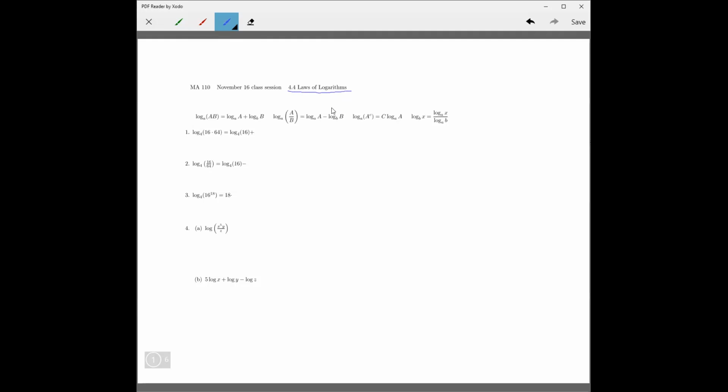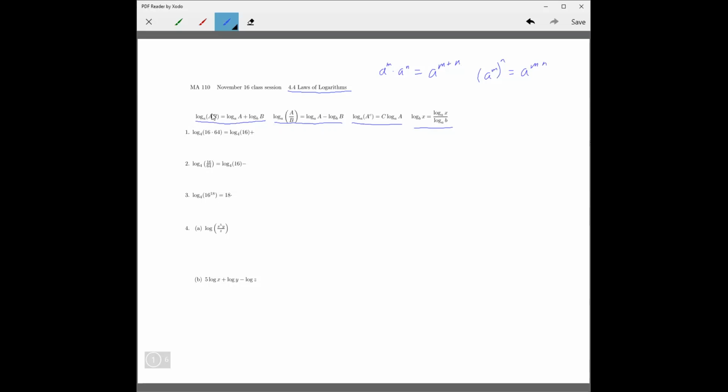So there's a bunch of properties of logarithms that you need to keep in mind, and those are these ones right here. Now, these come from the corresponding properties of exponentials. For example, if I have a to the m times a to the n, then that's a to the m plus n. Or if I have a to the m raised to the nth power, that's a to the mn.